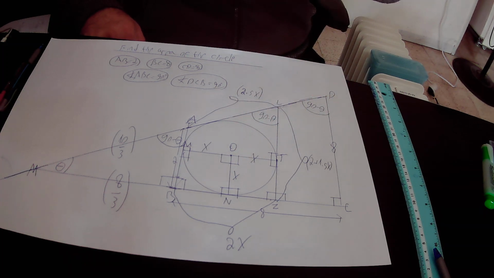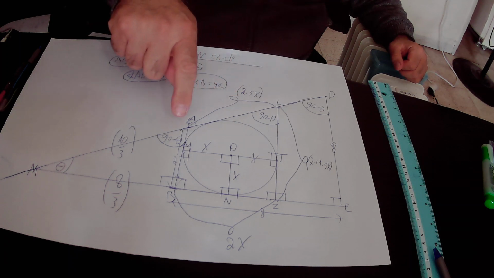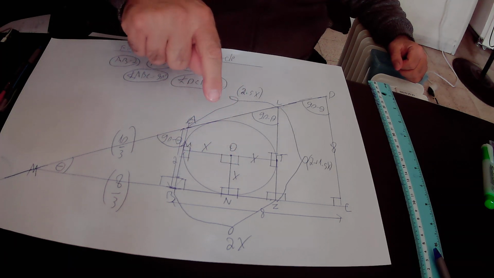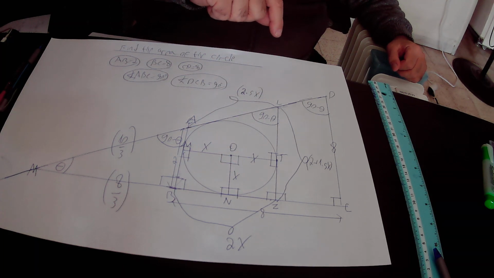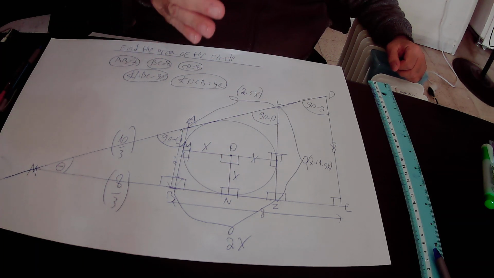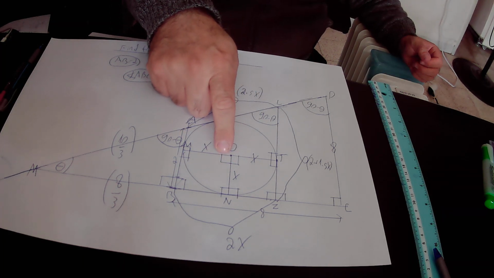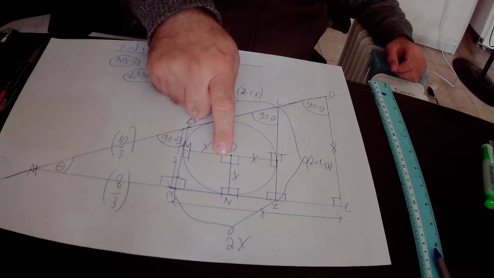Then in quadrilateral OMBN, we have 1, 2, 3 right angles. The sum of 3 right angles is 90 times 3, which is 270 degrees, plus the missing angle. In total they must equal 360 degrees, according to the rule that the sum of the angles in any quadrilateral is equal to 360 degrees.